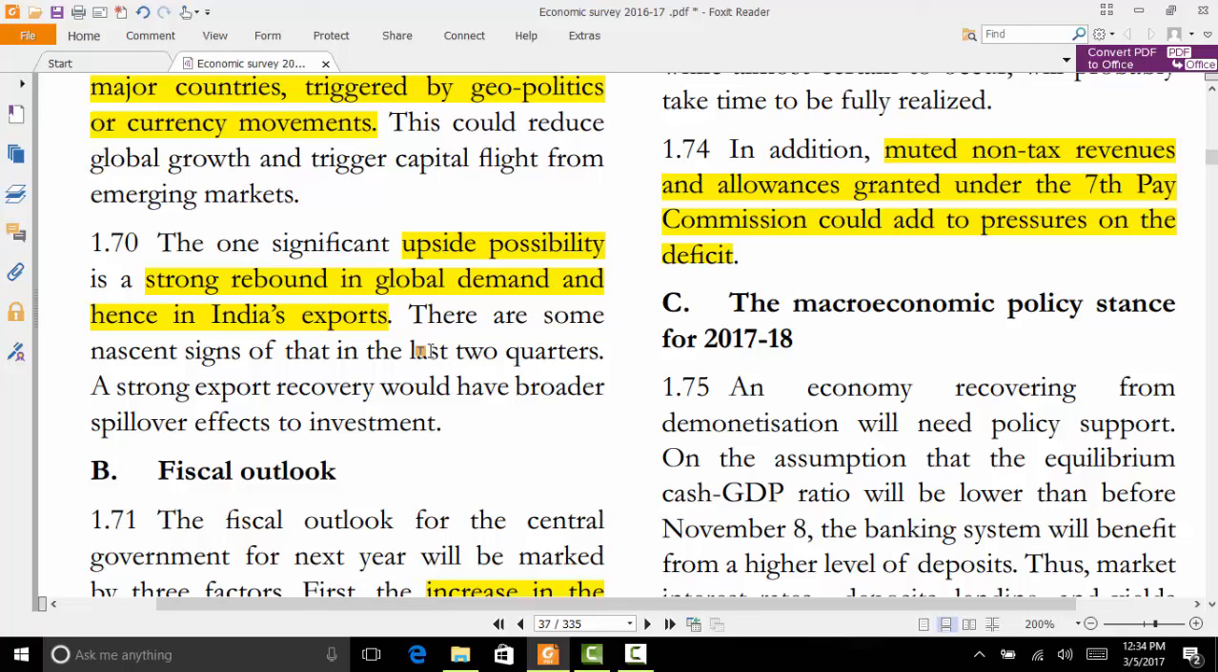The export growth of India has very high elasticity with respect to the GDP growth of our country. Yes, sir. So directly it has a potential to increase the GDP growth.